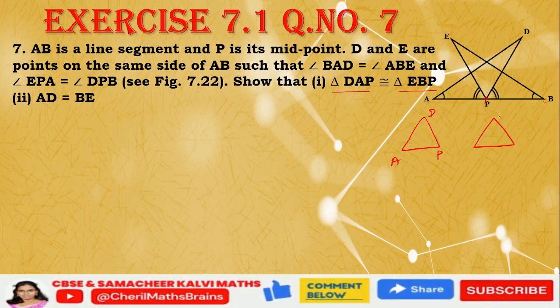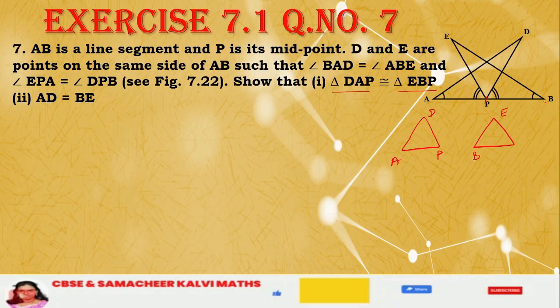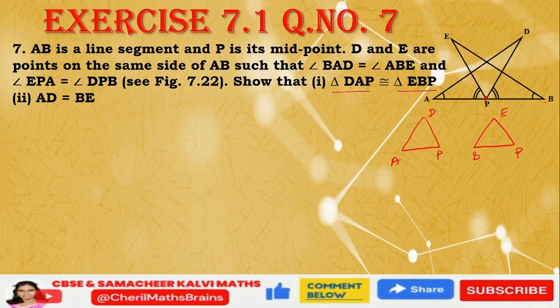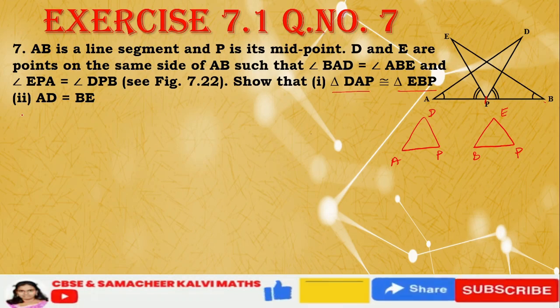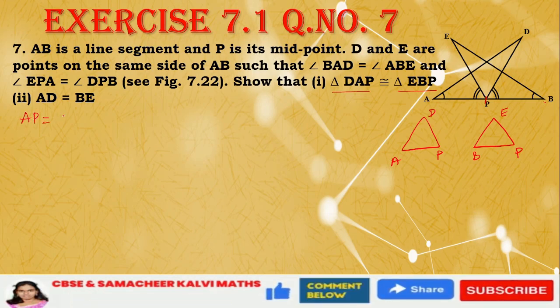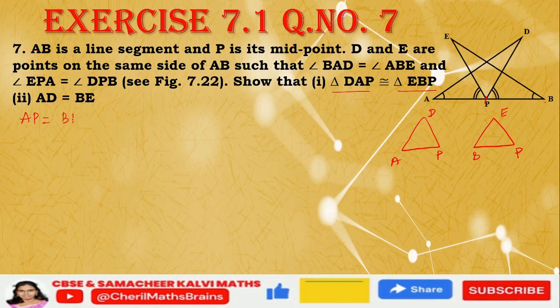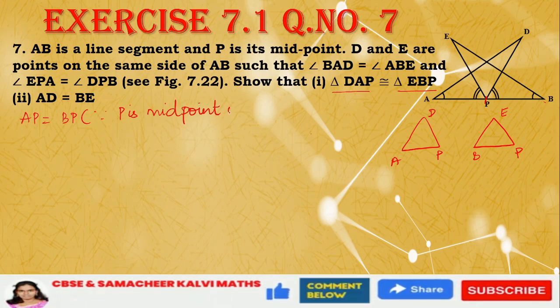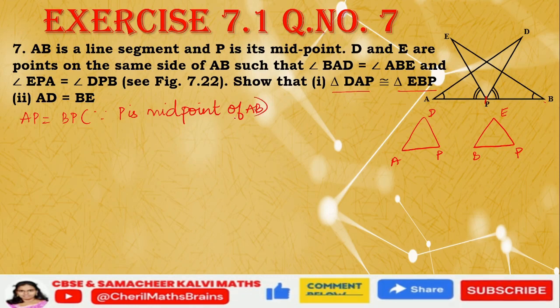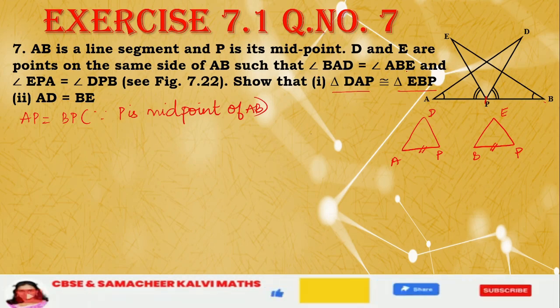So for DAP, and then you have E, B and P. DAP and EBP. First we need to prove that these two are congruent. We already know that P is the midpoint. So P is the midpoint means we will have AP is equal to BP, since P is the midpoint of AB.